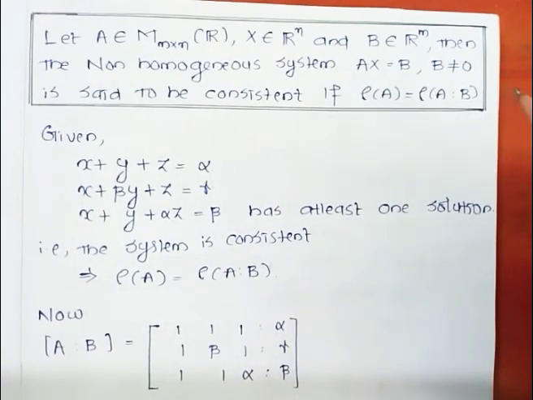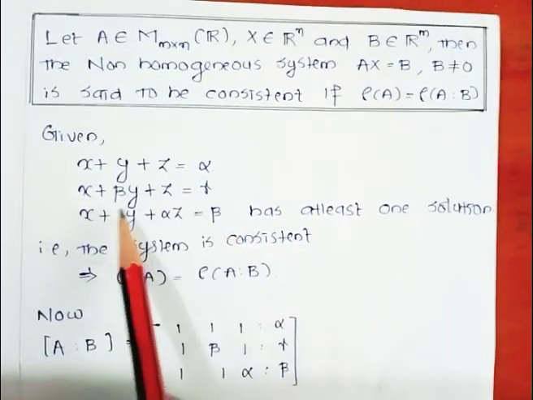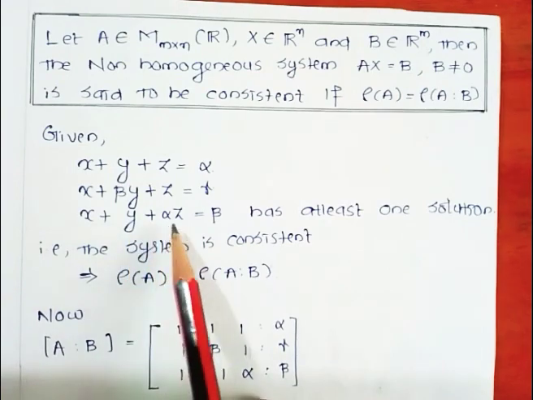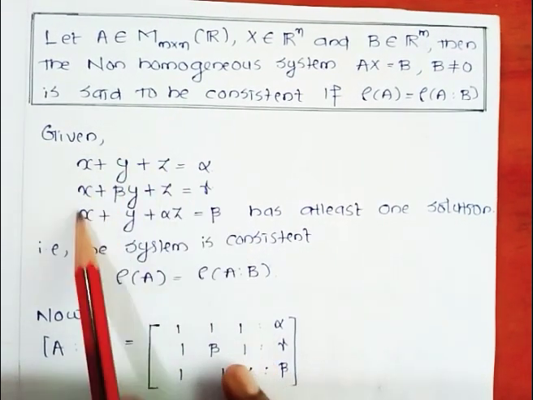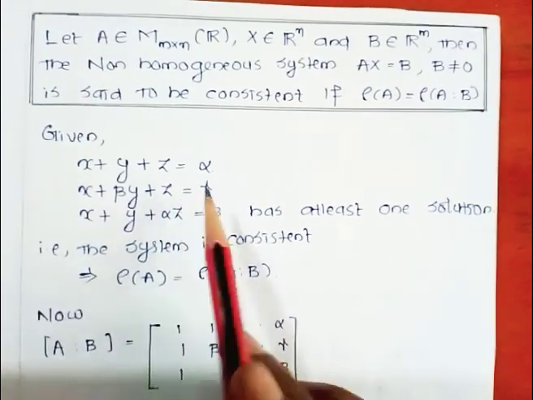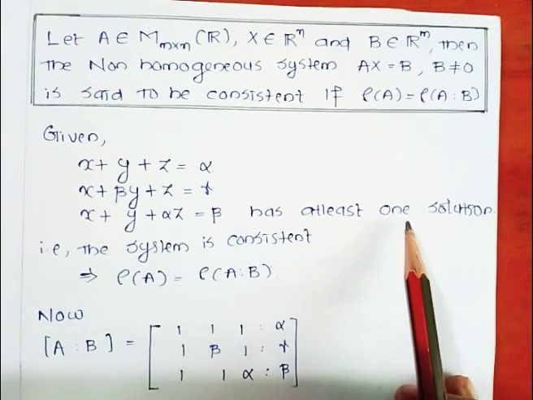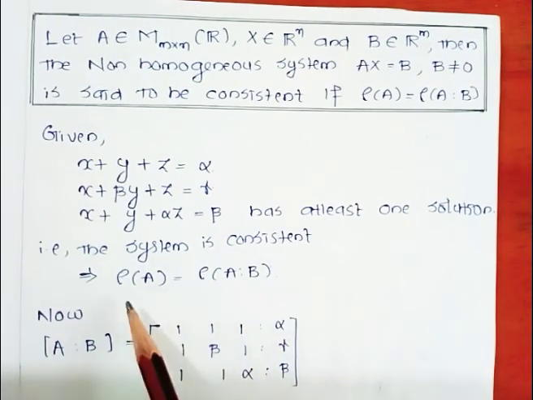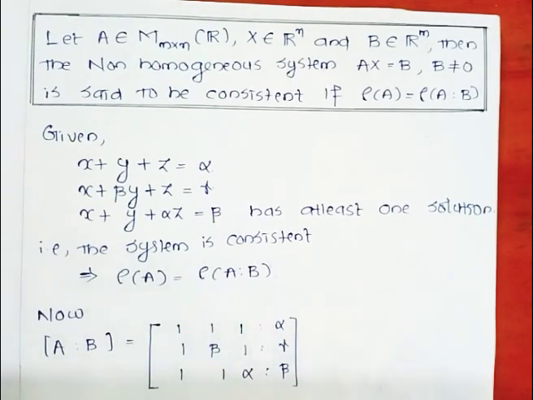So we are given that x plus y plus z equals alpha, x plus beta y plus z equals gamma, and x plus y plus alpha z equals beta has at least one solution. So it is a non-homogeneous system of equations and it has at least one solution. At least one solution means that the system is consistent. The system is consistent means that the rank of A is equal to the rank of the augmented matrix.